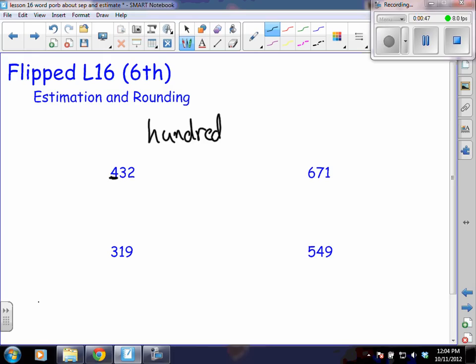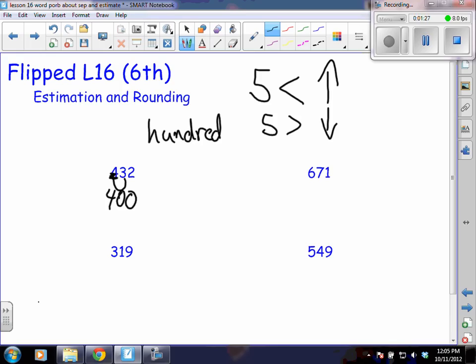We know that if it is greater than 5, we're going to round up. If it is less than 5, then we're going to round down. And so as we look at our number, we're rounding to the hundreds place, so we're looking at that 4, so we're going to look back one number at our 3. 3 is less than 5, that means we're going to round down, which means our rounded number is going to be 400.